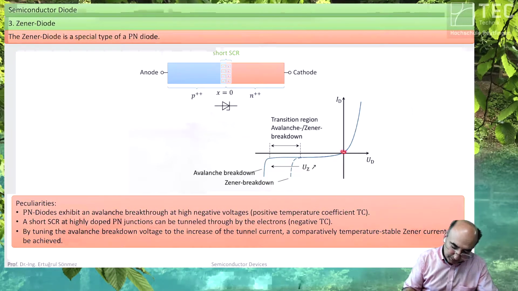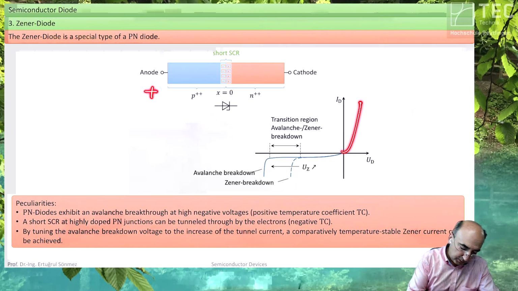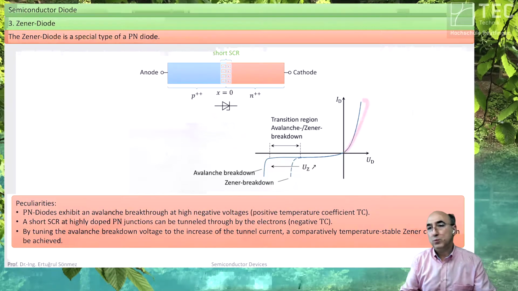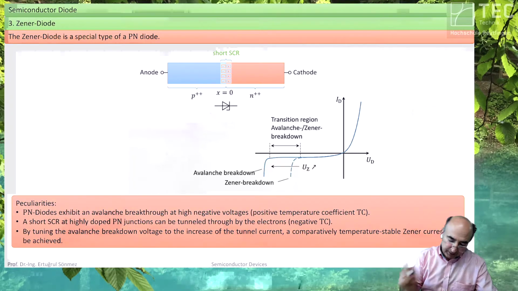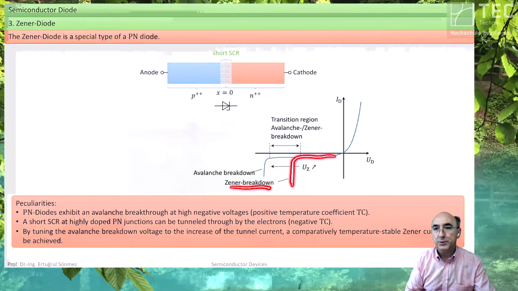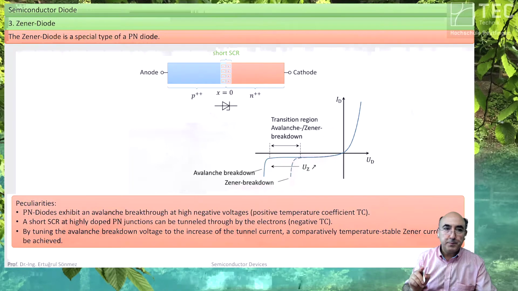So the Zener diode has a very special characteristic. In forward bias direction, so if you apply plus to the P zone and minus to the N zone, you are in forward bias. So the Zener diode is a normal diode in the forward bias direction. But in the reverse bias direction, it is designed to have a certain breakdown voltage. It is by intention a certain value.